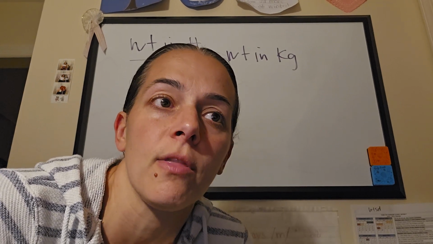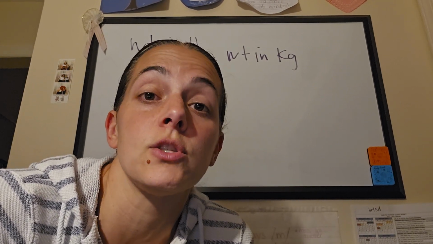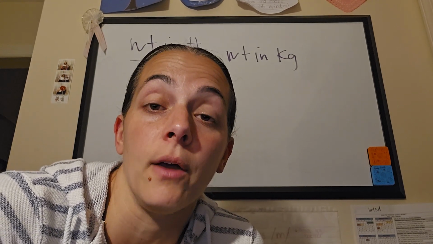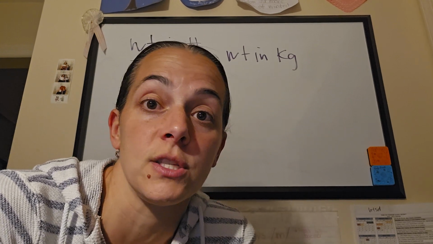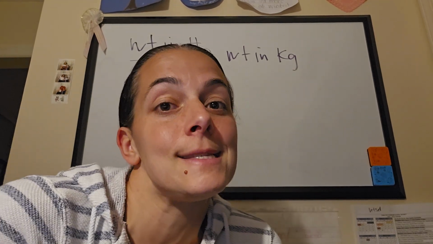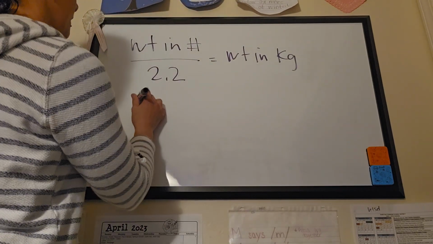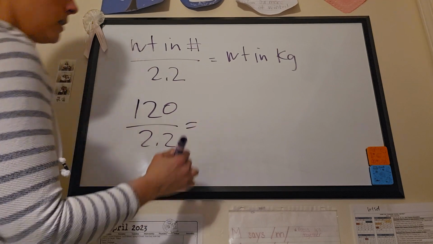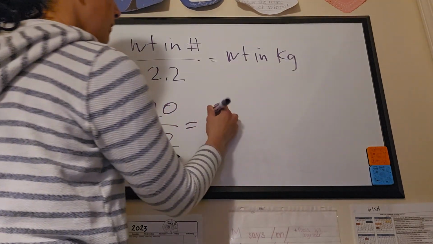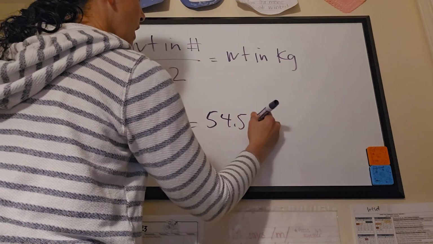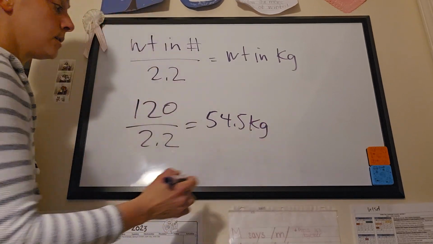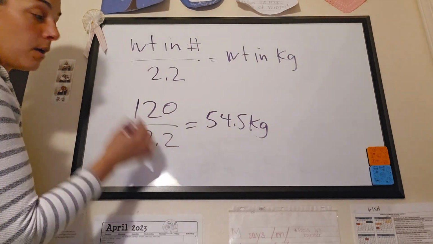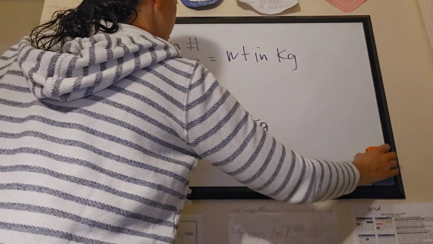And then just try to remember that the kilogram number is always smaller. So that means you need to be dividing your weight in pounds by 2.2 to get that smaller number, which is the kilograms. So let's just say I'm 120 pounds, and I'm going to divide that by 2.2. That gives me 54.5 kilograms. So this weight in kilograms, you can see, is a little less than half of the weight in pounds. So that is how we do that conversion.